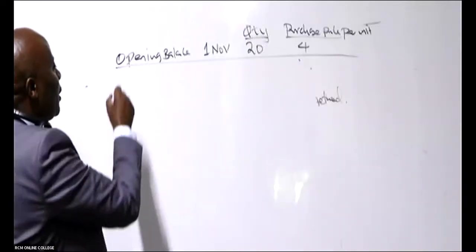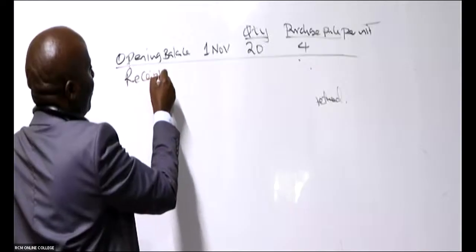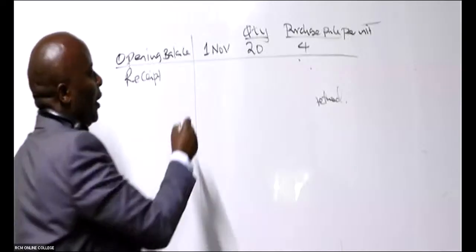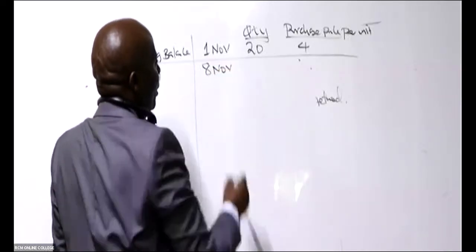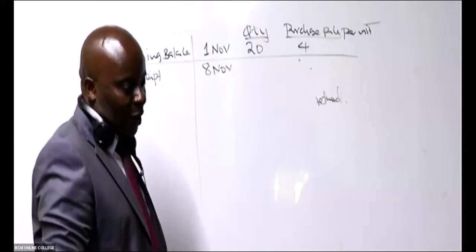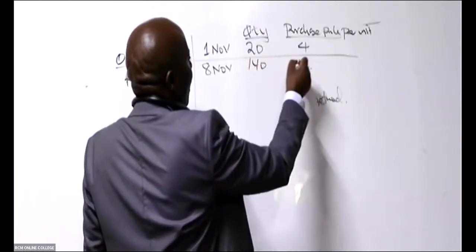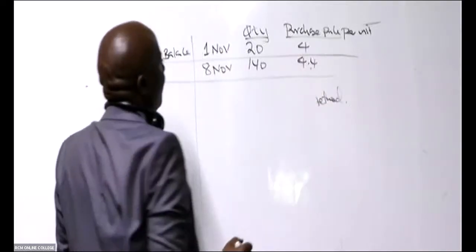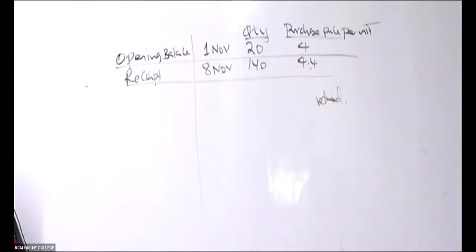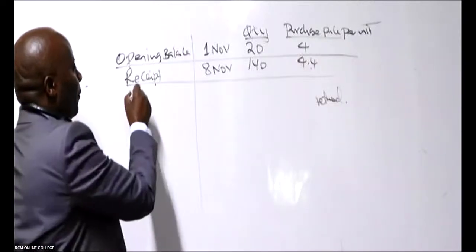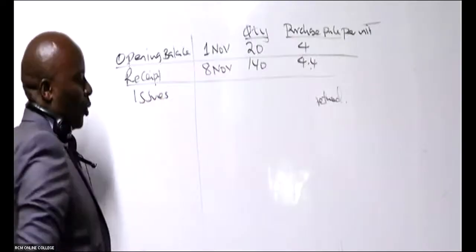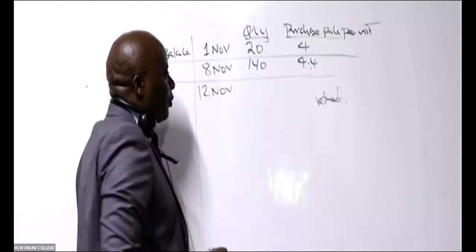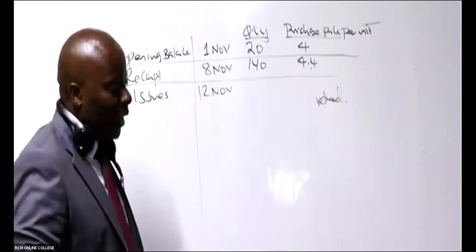We received, so receipt, ladies and gentlemen. We have 8th November. The quantity was 140, and each unit was going for 4.4. Then we had issues. That was on the 12th of November. We issued 80.